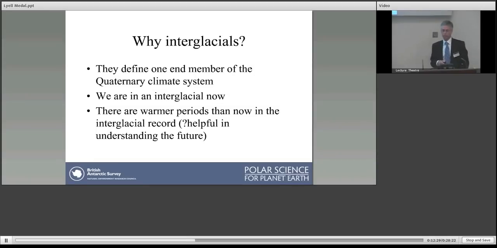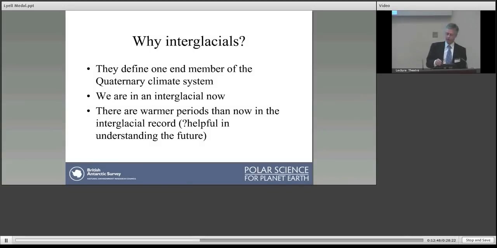And there are warmer periods than now in the interglacial records, such as the last interglacial I showed you, which might be helpful in understanding the future, although we have to be very careful to understand in what way that warmth is an analogue for the future, and in what way it is, in certain ways, but isn't in others.